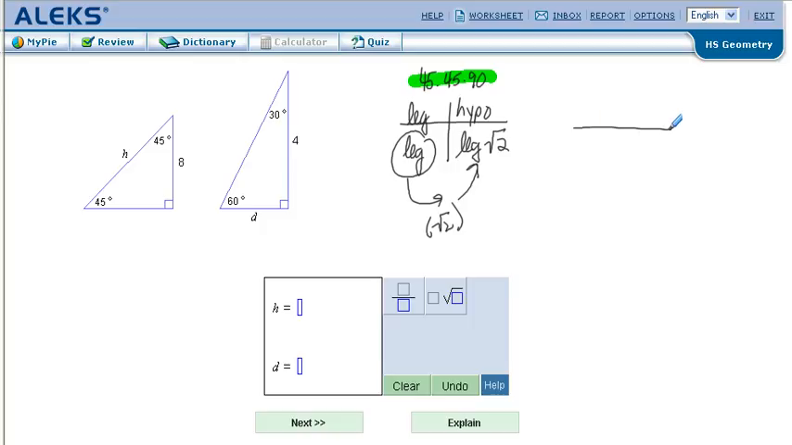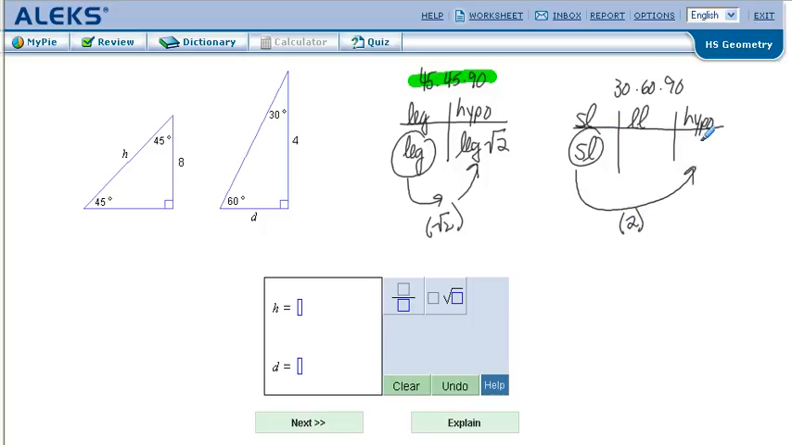In the 30-60-90 table, we have what's called the short leg, the hypo, and the long leg. So we start with the short leg. If we take the short leg and simply double it, times by 2, not root 2, so 2 times the short leg, that gives us the hypo. The hypo is simply double of the short leg. The long leg is whatever the short leg is times root 3.